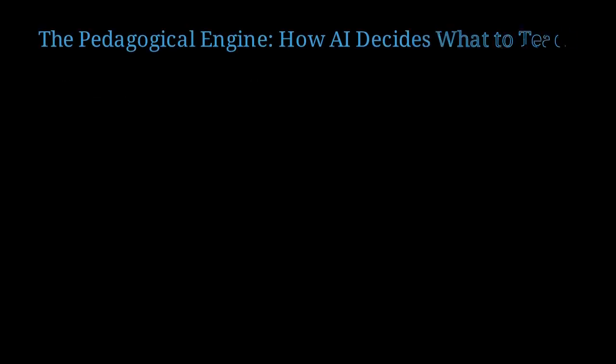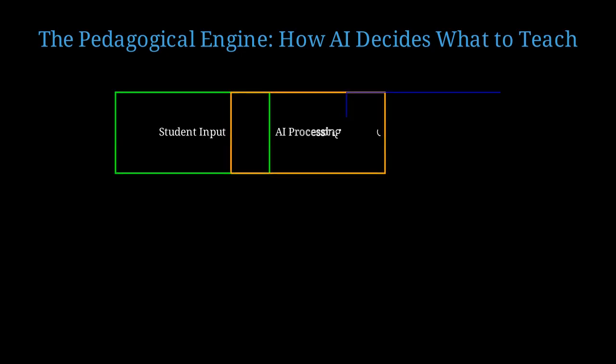Now let's examine the pedagogical engine. This is the component that decides how to sequence information and adapt explanations based on student performance. The pedagogical engine takes student input, processes it through machine learning algorithms, and produces customized educational content. It's continuously learning from thousands of student interactions.